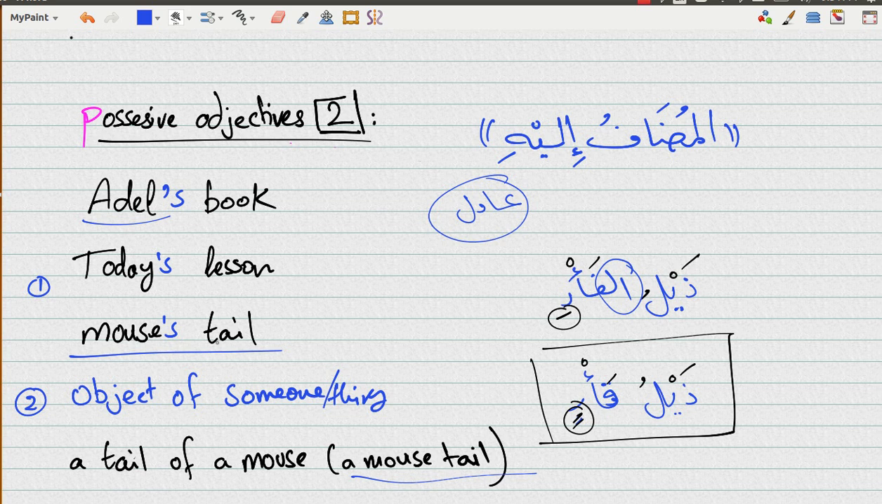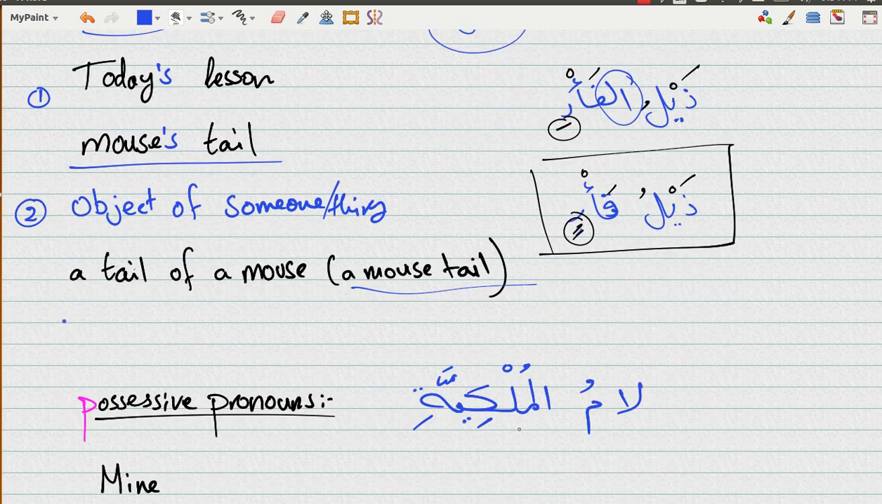But if you're talking about an object, a non-human object that is really not a name, you would have to add al if you're talking about the specific object. If you're not talking about the specific object, you can take off al. But in English, the translation is a bit different. So ذيل الفأر is mouse's tail. ذيل فأر translates to a mouse tail. Okay, so I hope this is not too confusing for you. I tried my best to explain it.